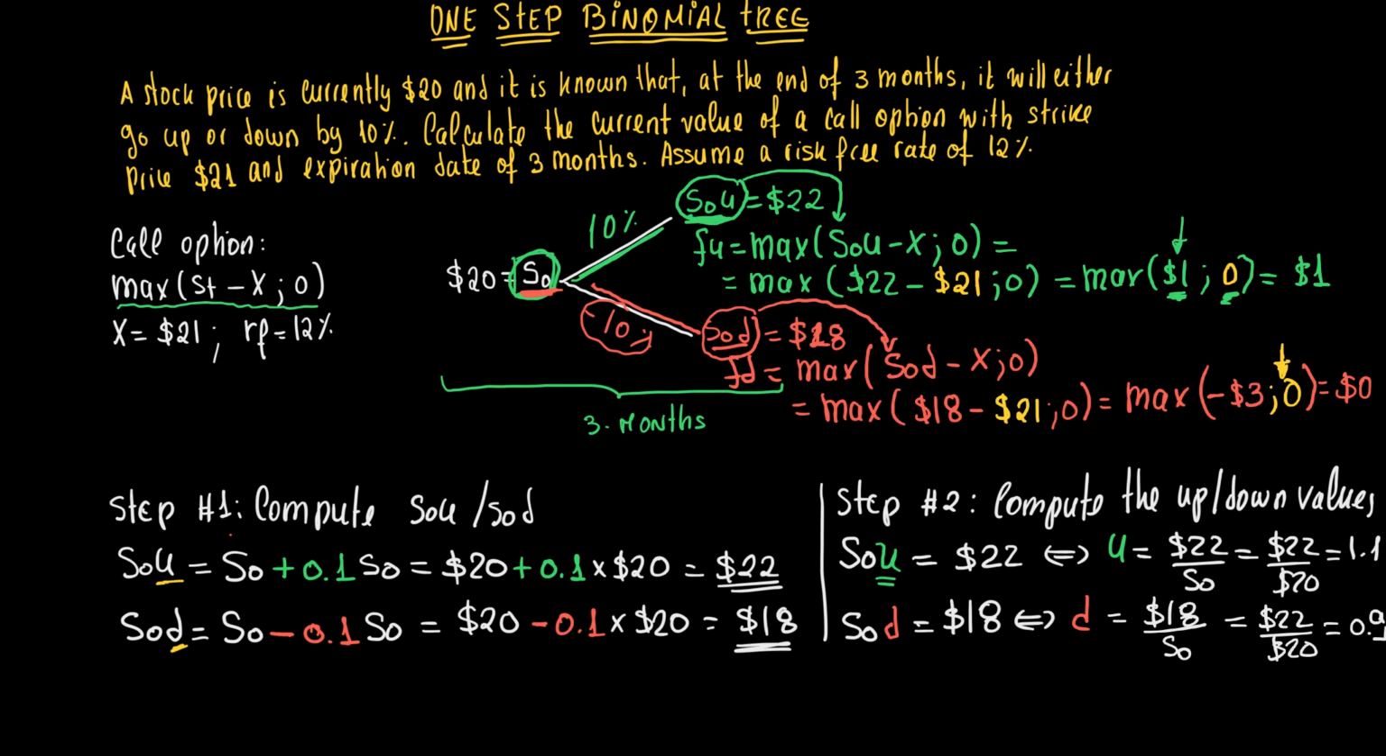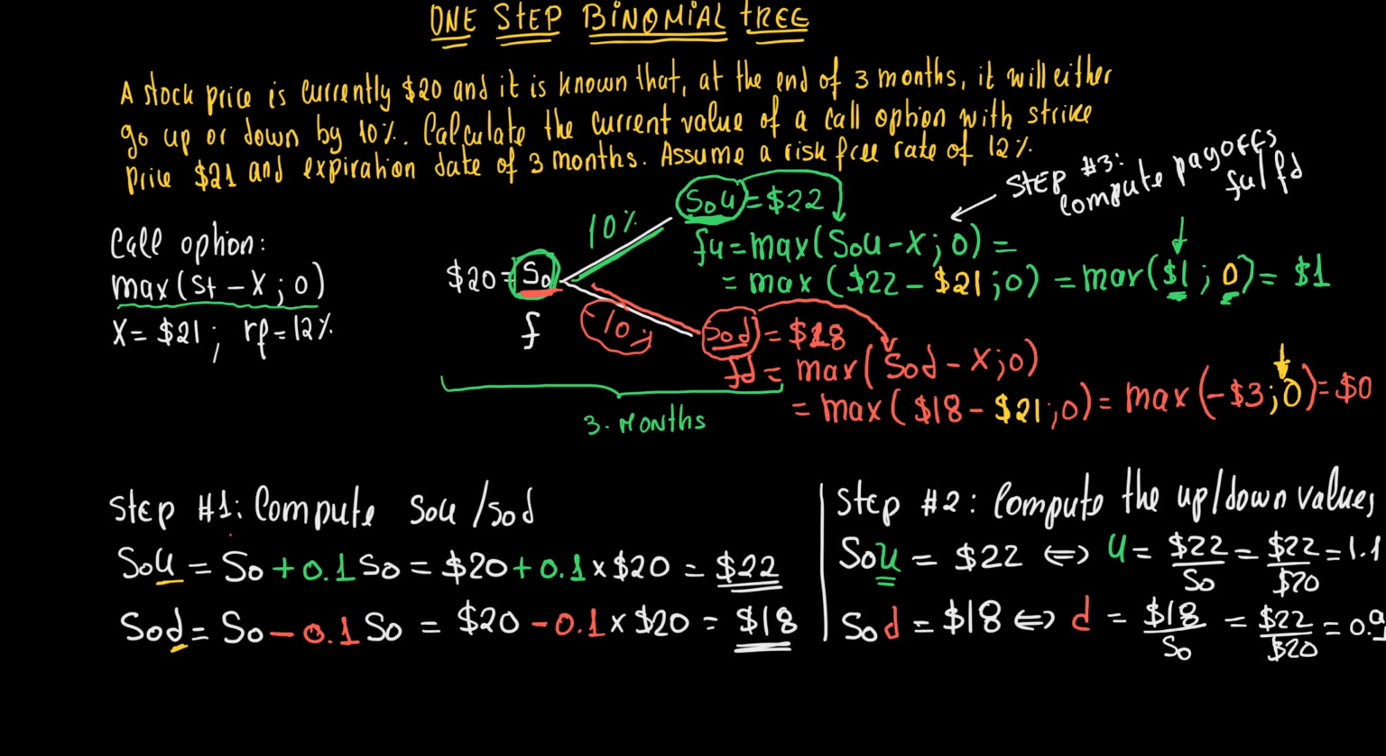So this is the third step. So the third step, or step 3, we compute the payoffs of the option. And these payoffs are nothing more than the movements F up and F down. And again, do not forget what our goal is. Our goal is always to find the value of F, the value of our option price today.